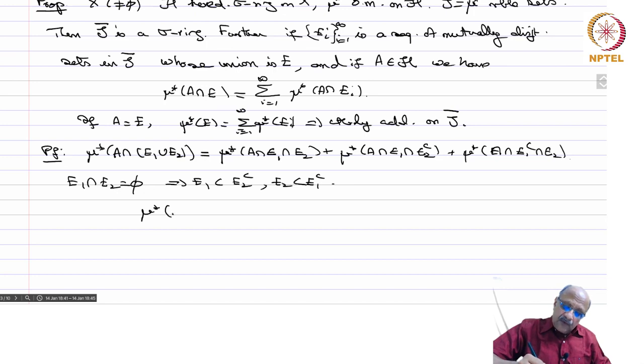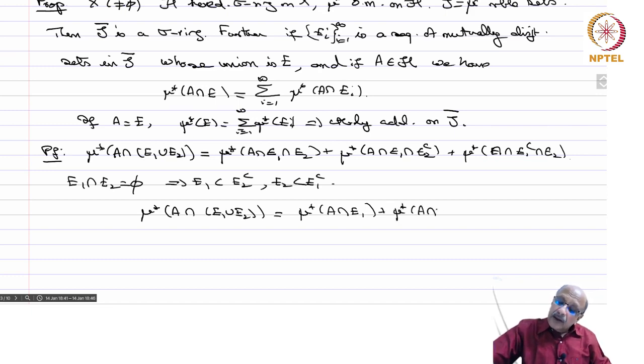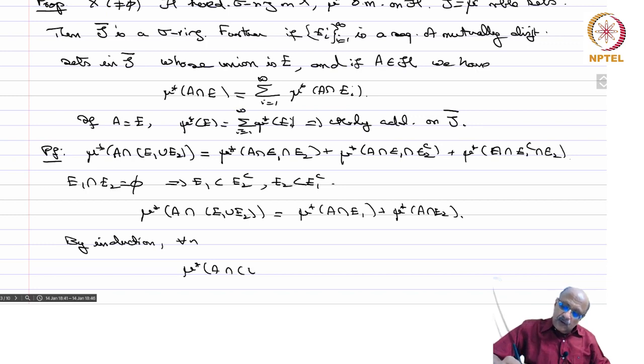So mu star of A intersection E1 union E2 equals, the first one, E1 intersection E2 is empty, so the first term is 0. The second one is E1 is contained in E2 complement, so E1 is a smaller one, so that will give you mu star of A intersection E1. Similarly, the next one will give you mu star of A intersection E2. So by induction, for any n, we have mu star of A intersection union i equals 1 to n E_i equals sigma i equals 1 to n mu star of A intersection E_i.